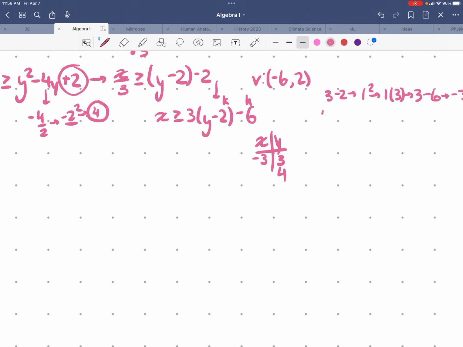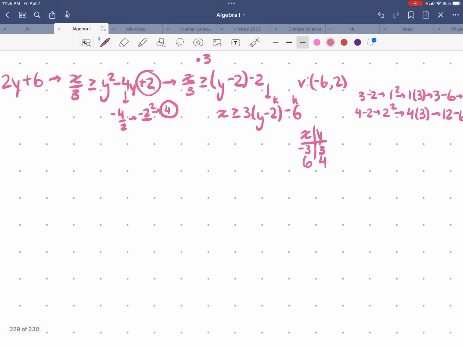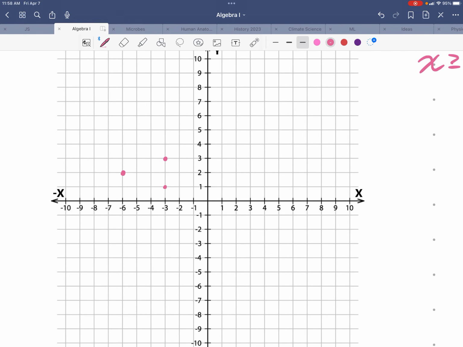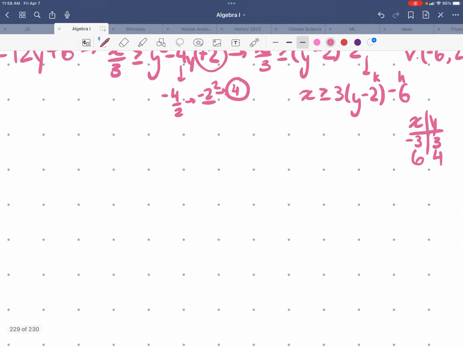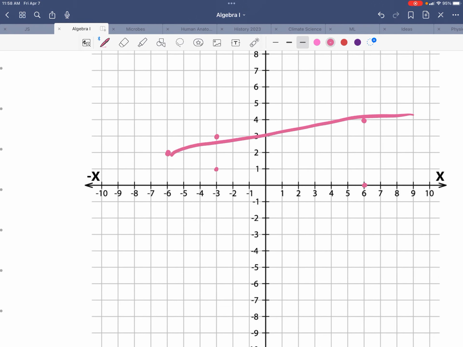And now moving on, we can plug in 4 for y. We get 4 minus 2, we get 2 squared. We get 4 times 3. 12 minus 6 is 6. So therefore, the third point on our parabola is 6 comma 4. And for parabolas with vertex forms that use parentheses, always make sure that we use a rounded edge.